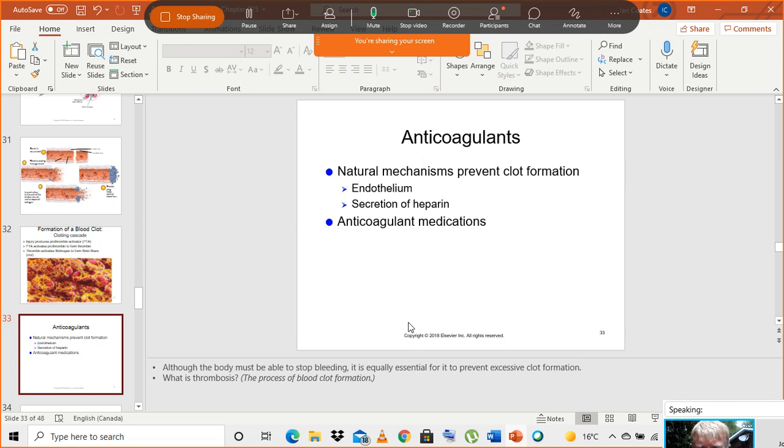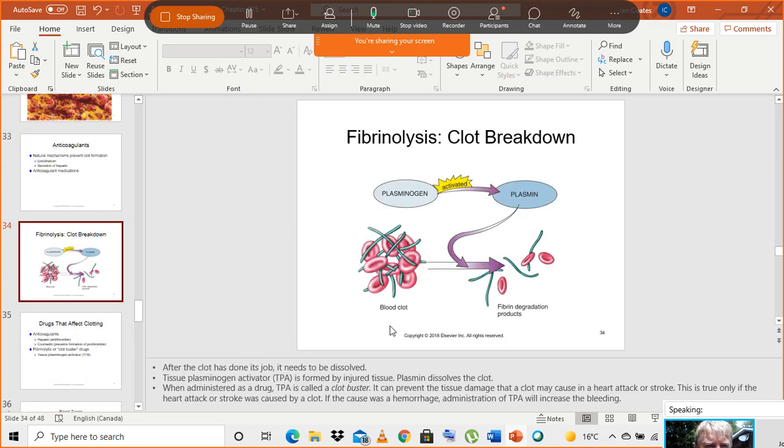Aspirin is one of them. We've got fibrinolysis, just the whole idea of a clot breakdown. Plasminogen activates the plasmin, and you'll see here we can get things moving. So after the clot has done its job, it needs to be dissolved. How is this done? There you go. Have a look at that one right there.